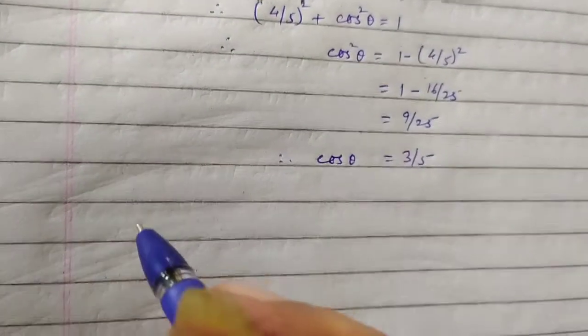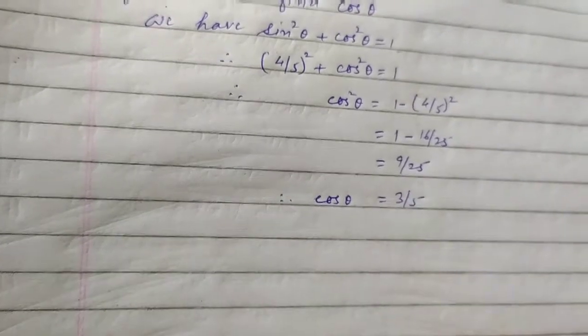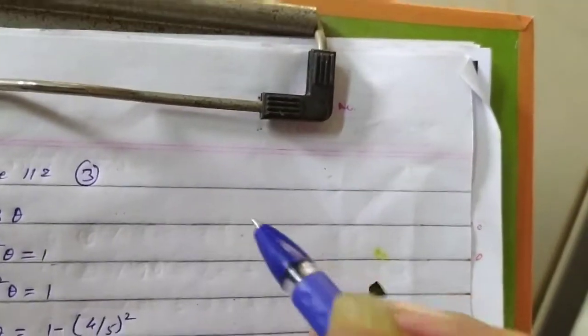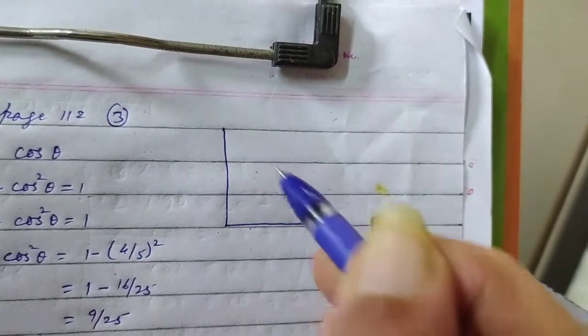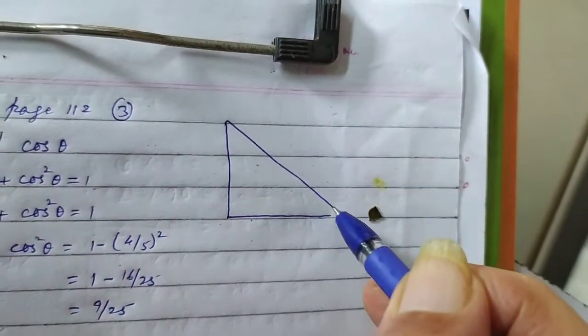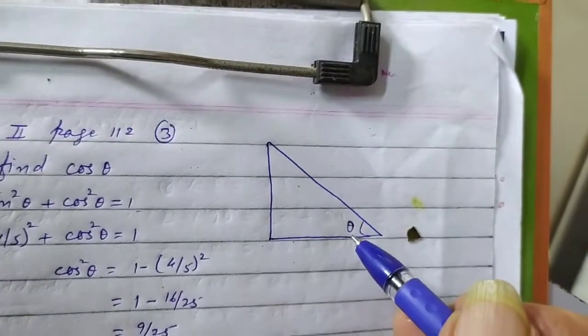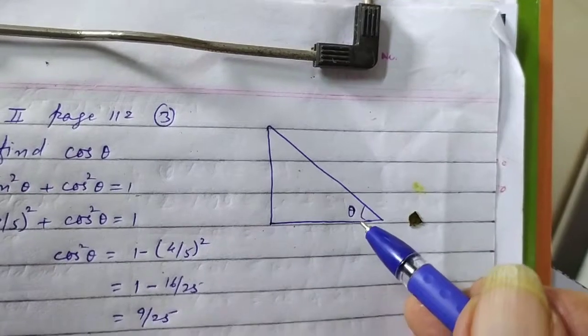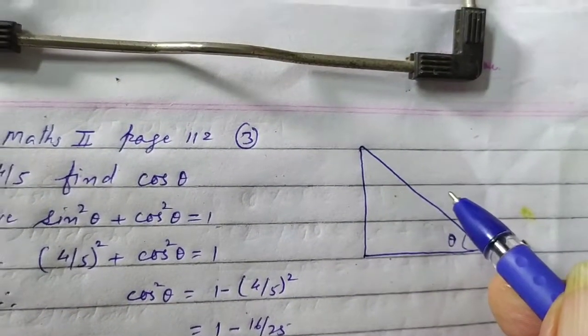Another method would be, we may draw the figure and do this. So here we may draw a right angle triangle in which one of the angles is theta. And it is given that sin theta is equal to 4 upon 5. Sin means opposite side upon hypotenuse.